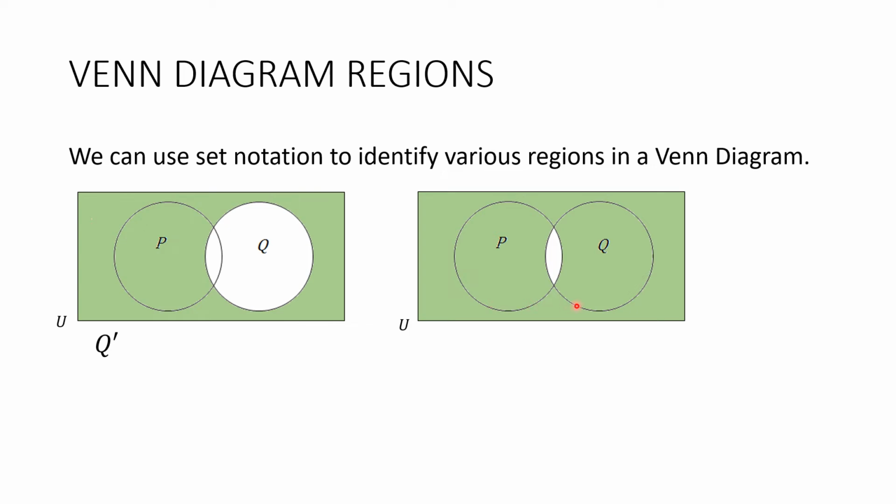How about this one here? What's this little bit? This is the intersection between P and Q. And we want everything outside of that. So we're going to put P intersection Q in brackets and then do the complement.